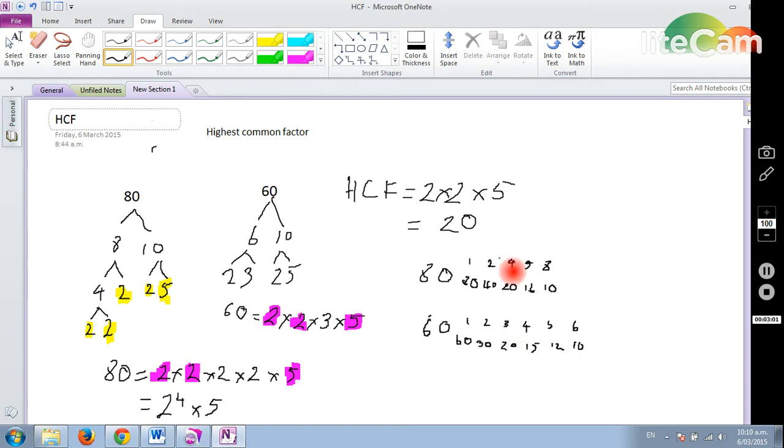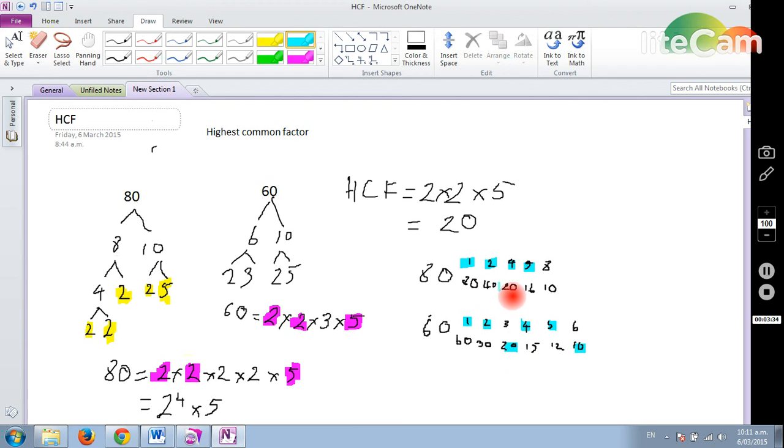And if I look through my lists, my highest common factor should be the biggest number in both lists. So the numbers that are in both lists are 1, well that's always going to be true because 1's a factor of everything. 2 is in both lists. 4 is in both lists. 5 is in both lists. 10 is in both lists. And 20 is in both lists.